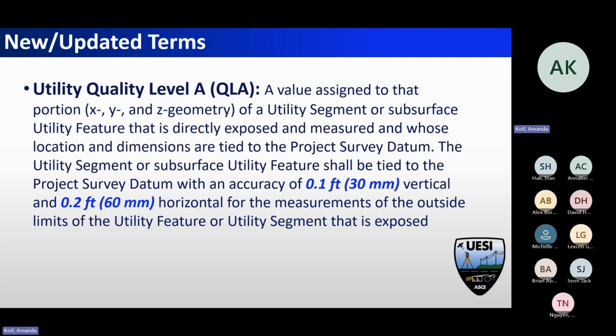The other component of that is a survey component. The vertical, now, it used to be 0.05. They have loosened that a little bit up to 0.1 for the vertical and then 0.2 for the horizontal. If we can't achieve those values, then we can't assign that value of quality level A to that test hole, to that location that we're looking for.